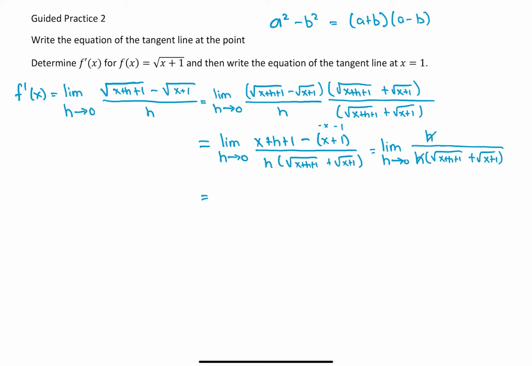And so now we can substitute in 0 without dividing by 0. And so we're going to get 1 over the square root of x plus 1 plus the square root of x plus 1, or 2 square root x plus 1. So our derivative function is f prime of x is 1 divided by 2 square root x plus 1.